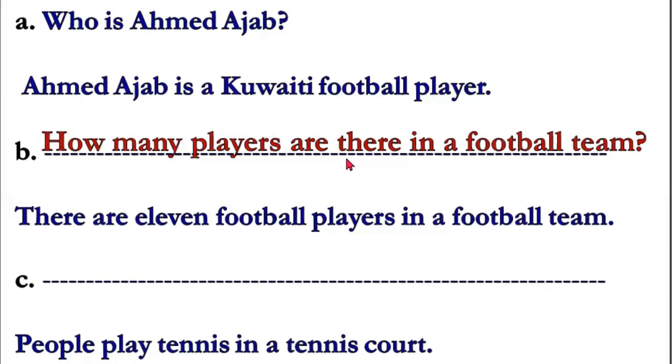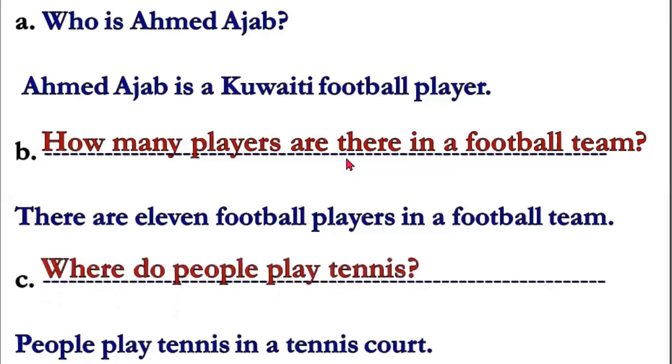Sentence C, the answer is people play tennis in a tennis court. So I'm asking about the place. Where to ask about a place. So who can ask a question? Yes, exactly. Where do people play tennis? So it's a question for people play tennis in a tennis court.